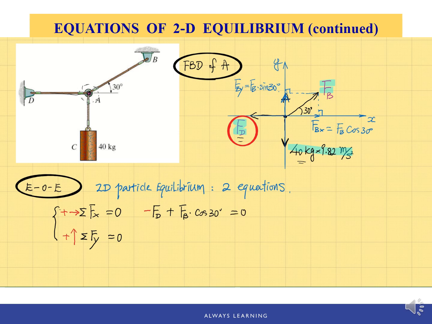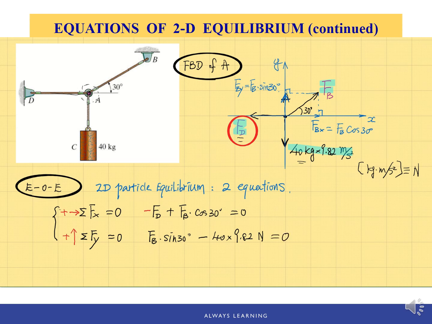For the second equation, we also have two components. One is FBY, which points up, a positive value. So we'll have FB times sine 30 degrees minus, because the weight is a force pointing in the negative y direction, 40 times 9.82 Newton, because kilogram meter per second squared is Newton. This is equal to 0.